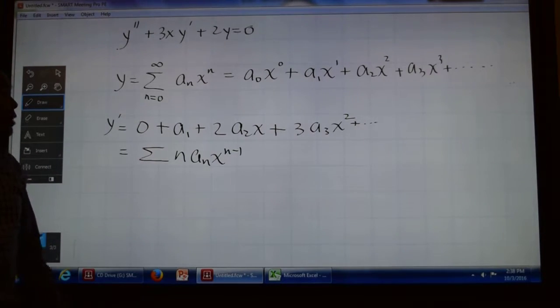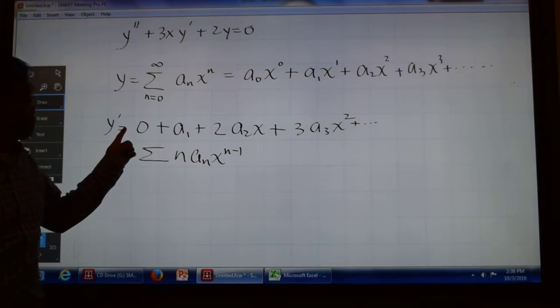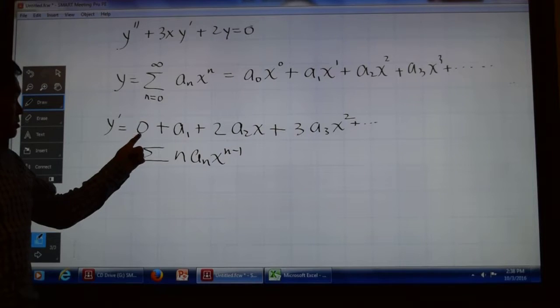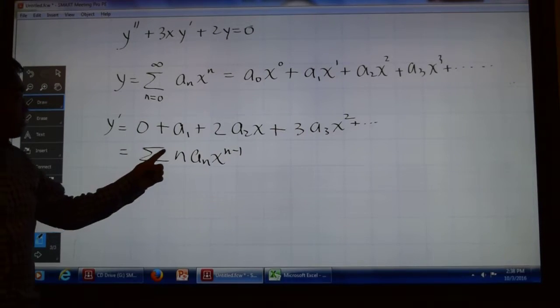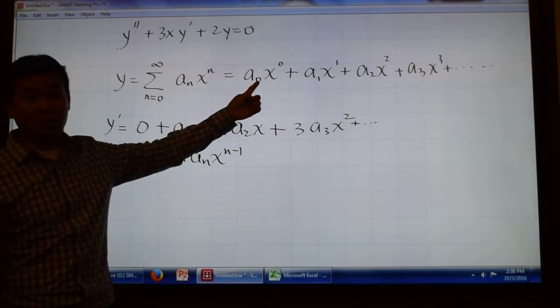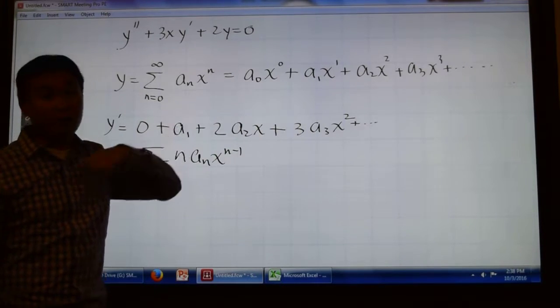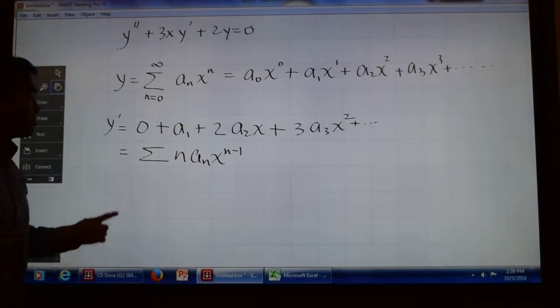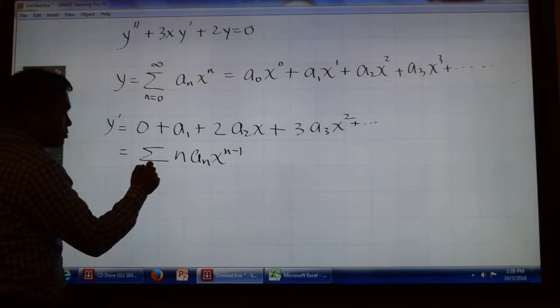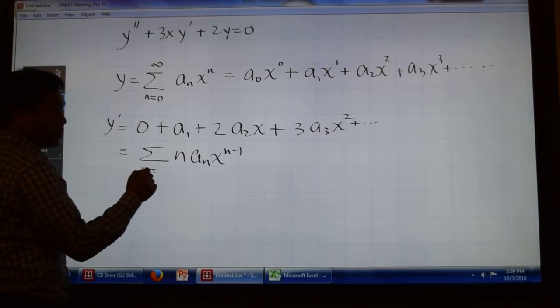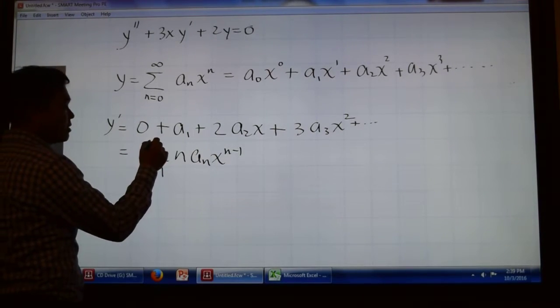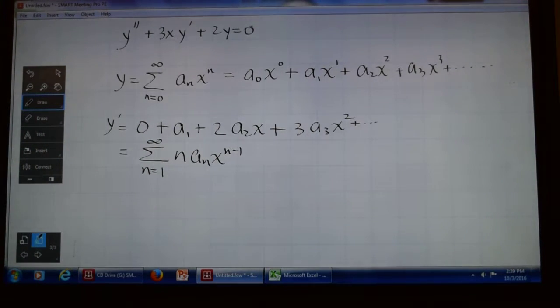However, there's one thing that you do understand by doing this differentiation. The term that corresponds to n equals 0 will be gone if you differentiate, right? So instead of starting from n equals 0, where should n start? 1, and it ends at infinity. It's still an infinite series. It starts at 1.